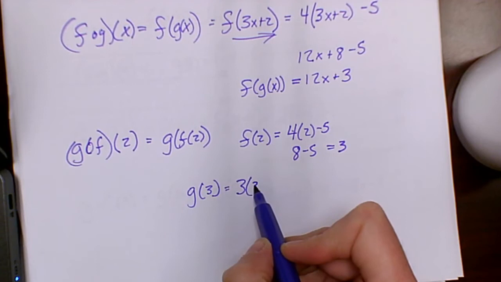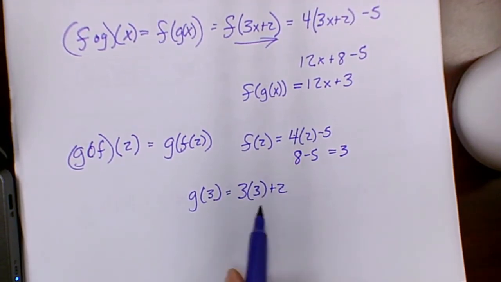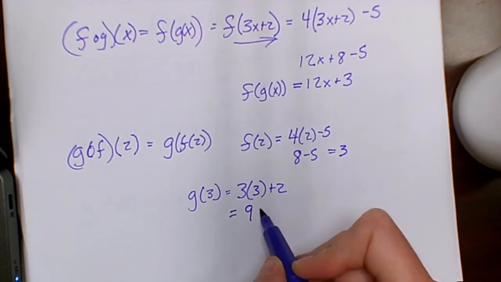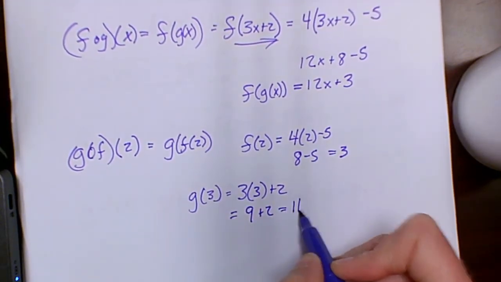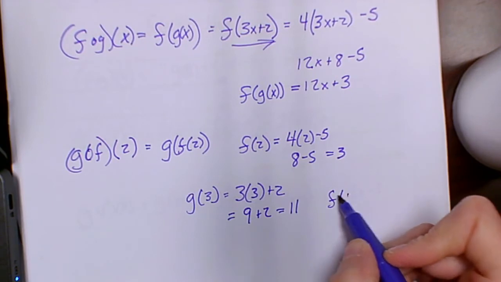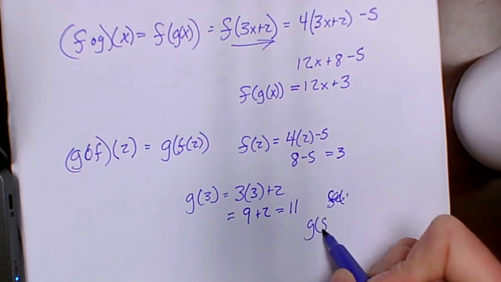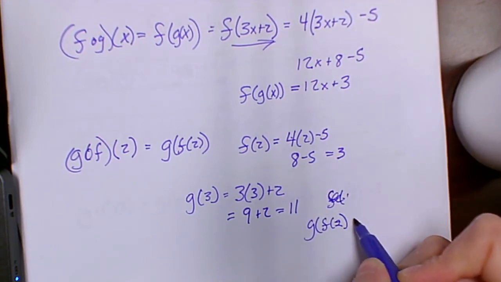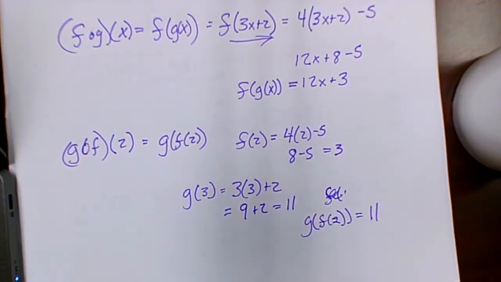G is 3 times x plus 2. So instead of x, we are going to place that value. And all we're doing is just evaluating functions. And g of 3 equals 11. So g of f of positive 2 equals 11.